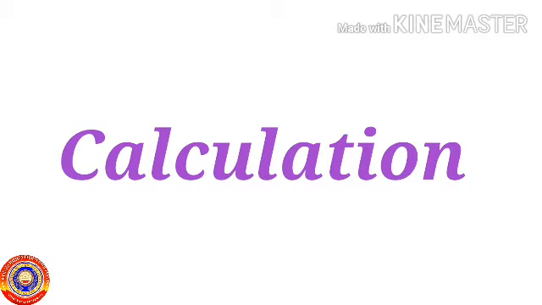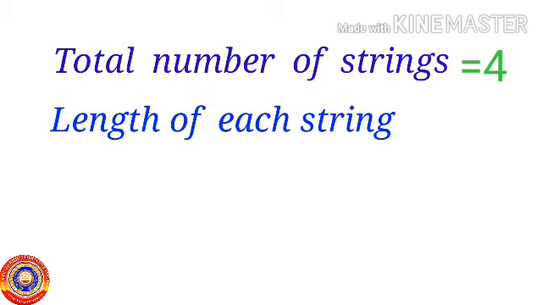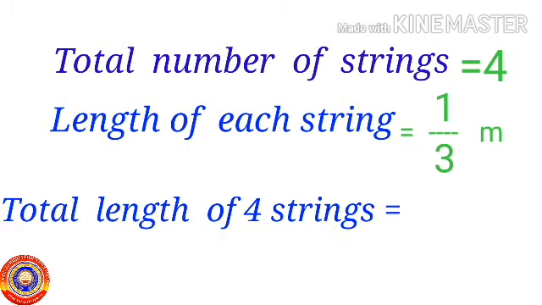We have to calculate the total length of 4 strings. Given that the total number of strings equals 4, and the length of one string equals 1 by 3 meter, then the total length of 4 strings equals 4 into 1 by 3, that is 4 by 3.